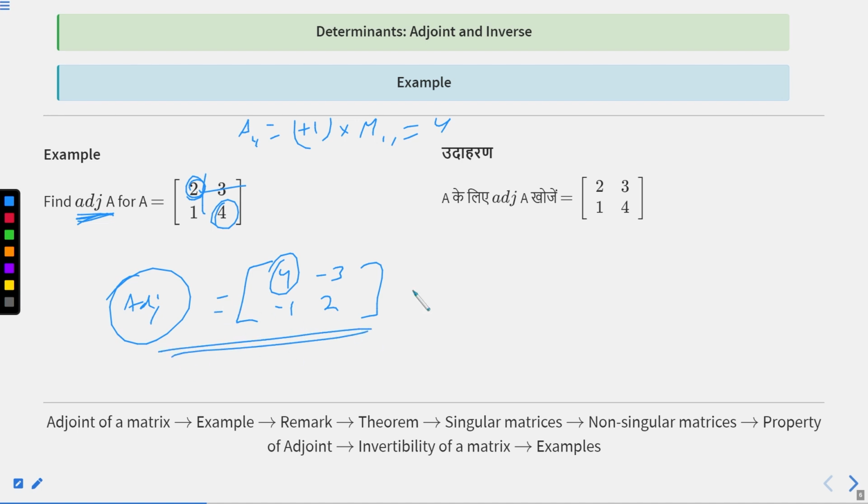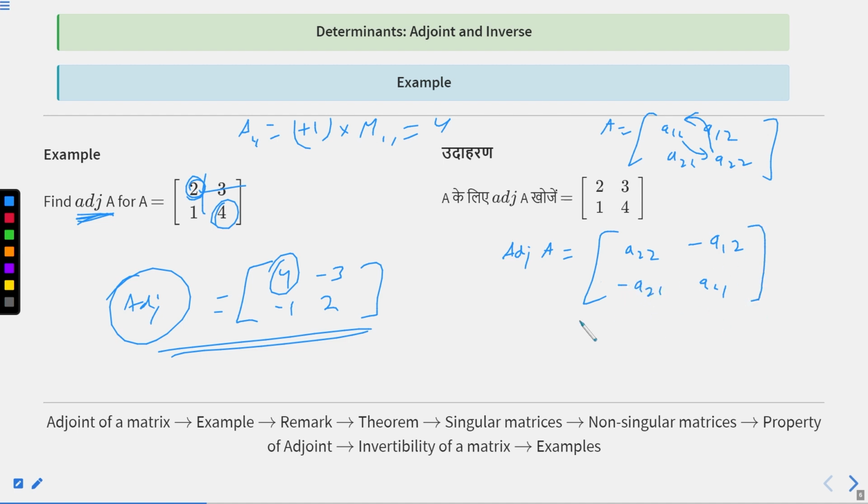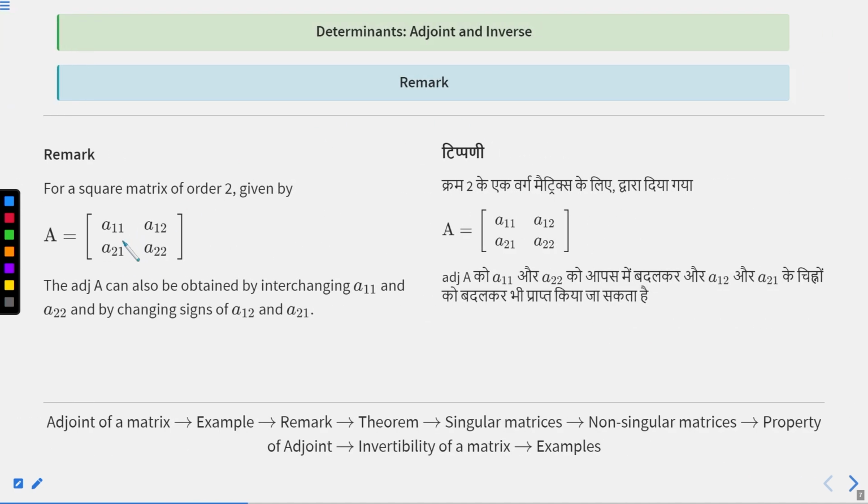Clear? This is the direct way to find the adjoint of a 2 cross 2 matrix. If A is 2 cross 2, with entries A11, A12, A21, A22, just replace the main diagonal positions, so A22, A11. Now put a minus sign on every remaining element like this. Then it will be your adjoint of A. That is what is written over here in this remark.